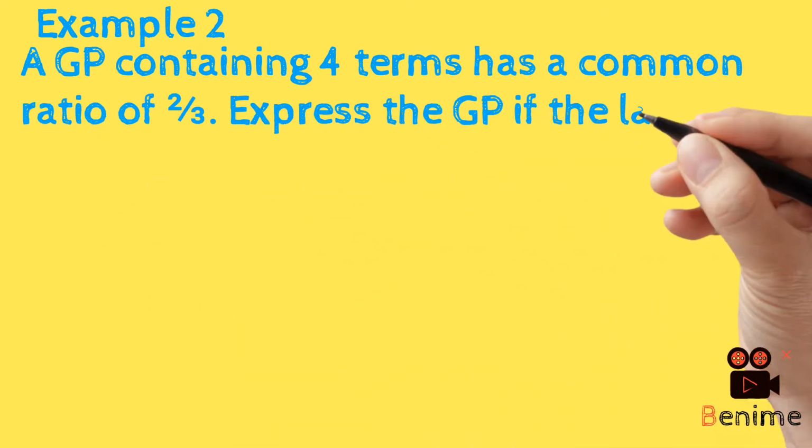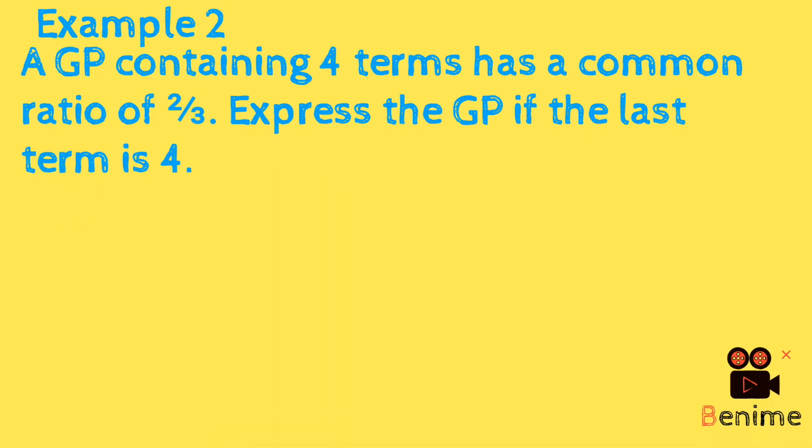Express the GP if the last term is 4. A GP containing 4 terms has a common ratio of 2/3. Express the GP if the last term is 4. So, from what we have in this question, they said that the GP contains 4 terms.